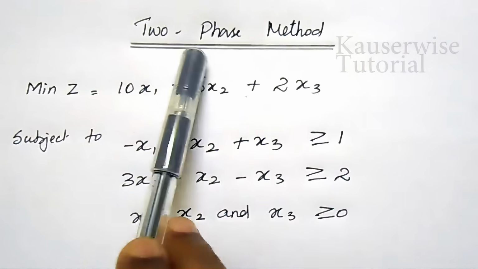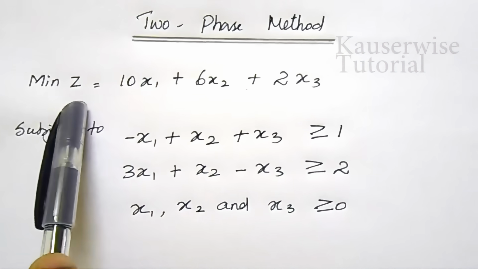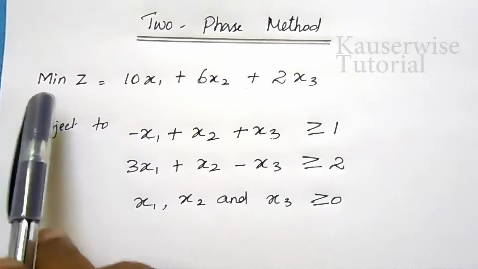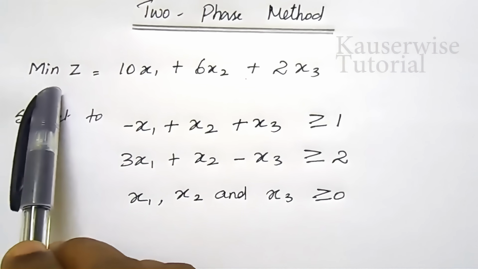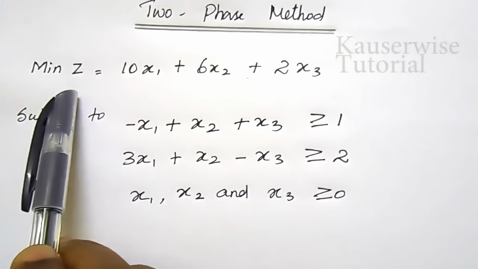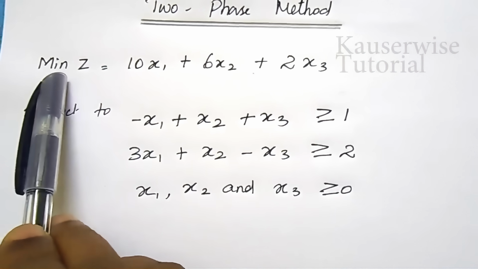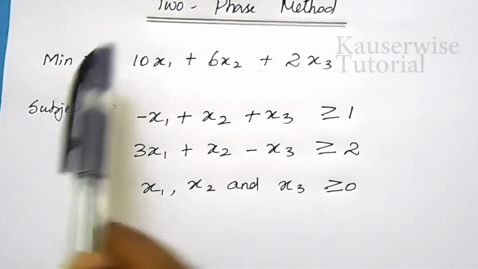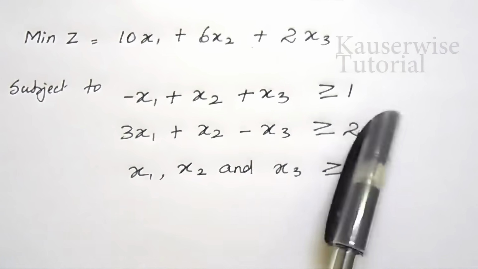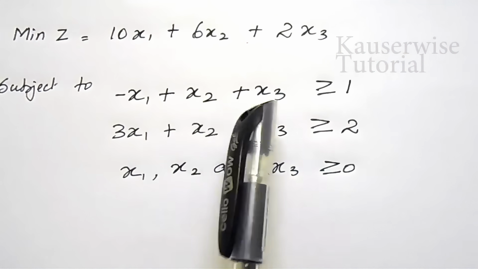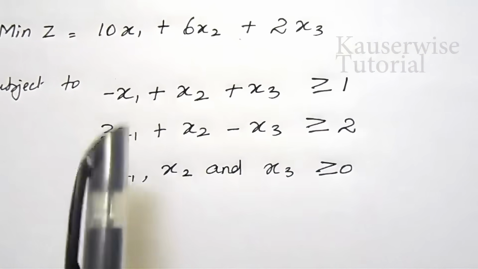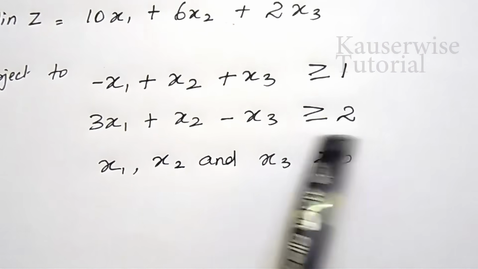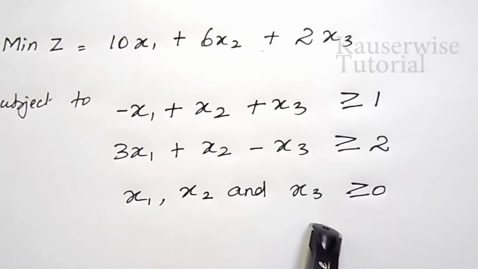Look at the problem, two-phase method. Minimization z is equal to 10x1 plus 6x2 plus 2x3. Here we have got a minimization problem. If we get a maximization problem, the first step is we need to convert maximization into minimization by changing the sign. But here we need not worry about that because we have got a minimization problem. Look at the constraints. Subject to, the first constraint is minus x1 plus x2 plus x3 greater than or equal to 1. Next one, 3x1 plus x2 minus x3 greater than or equal to 2. x1, x2 and x3 greater than or equal to 0.